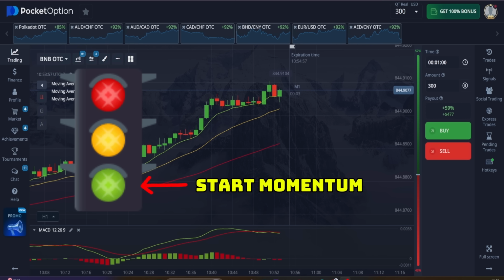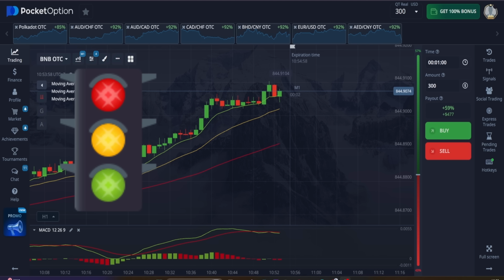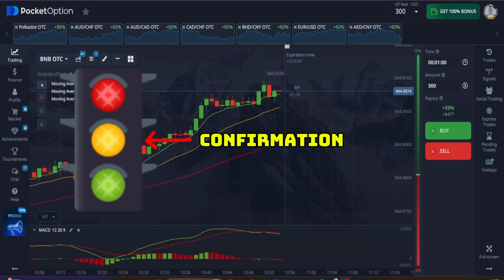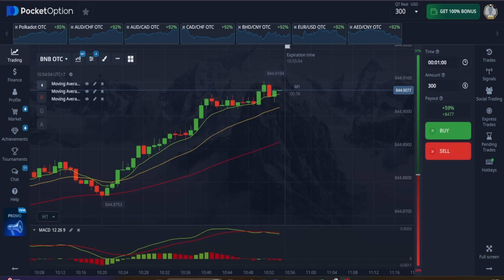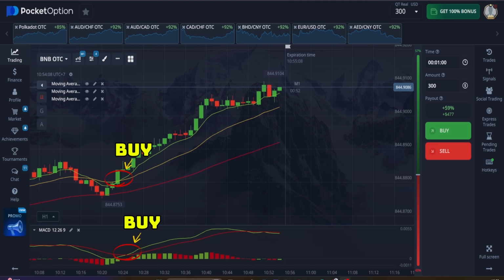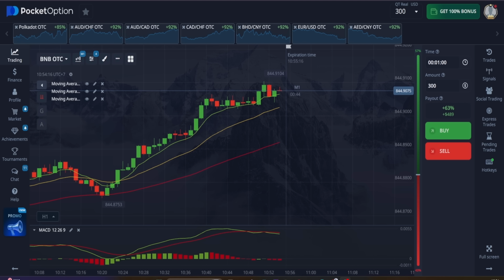The green line shows the start of momentum, the yellow line confirms direction, and the red line marks a strong area where price often reacts. At its core, this is a trend-following approach. A buy signal appears when the green moving average crosses above the yellow moving average, and the MACD confirms to the upside. The trade is then placed at the opening of the next candle.